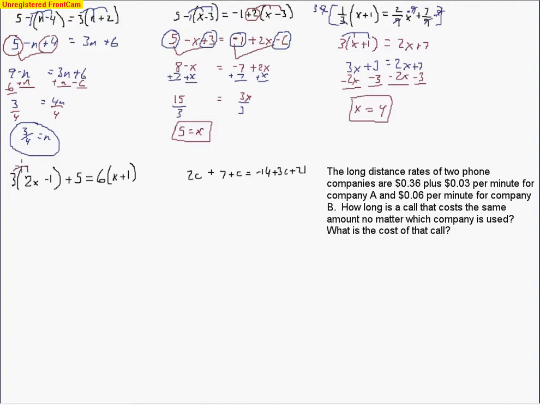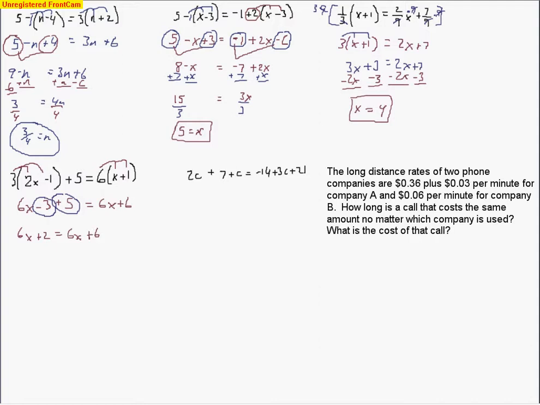The first step is the same as before. Distribute, so we have 6x minus 3, and bring down the 5. Over here we distribute, and you see how it equals 6x plus 6. So we go ahead and do a little more work, combine some like terms here, combine the -3 and the +5, and that gives us a 6x plus 2 equals a 6x plus 6.